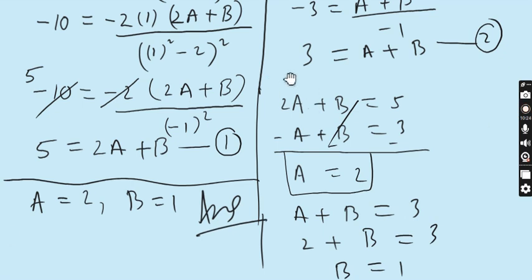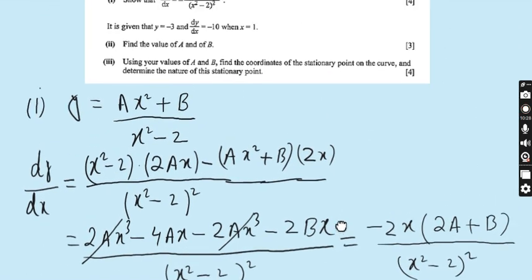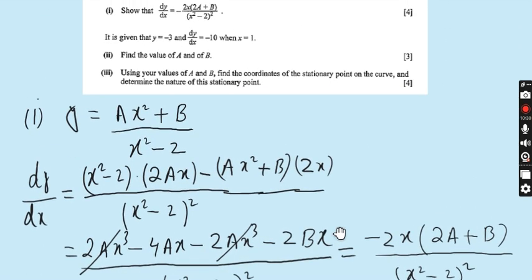You can see, it is given that y = -3 and dy/dx is -10 when x = 1. Find the value of a and the value of b. So we have found the value of a is 2 and the value of b is 1. Hope you understand. Now move to part 3.